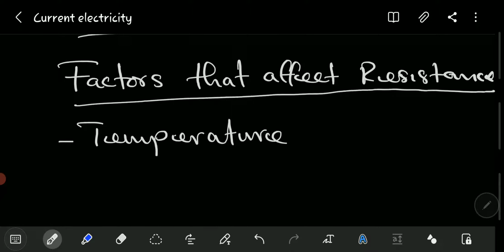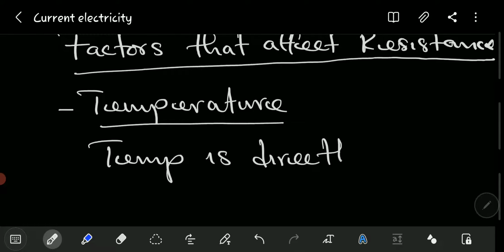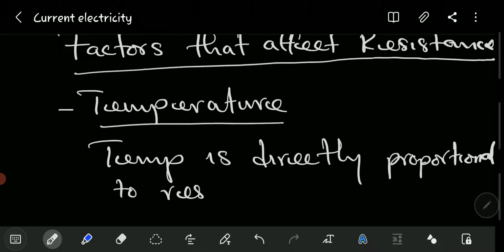Temperature. So temperature affects electrical resistance. And what is the relationship between temperature and electrical resistance? The relationship is that the higher the temperature, the higher the resistance. So the relationship between temperature and resistance is that temperature is directly proportional to resistance.